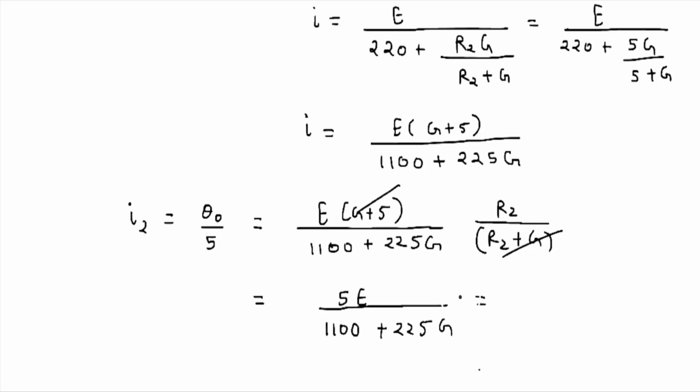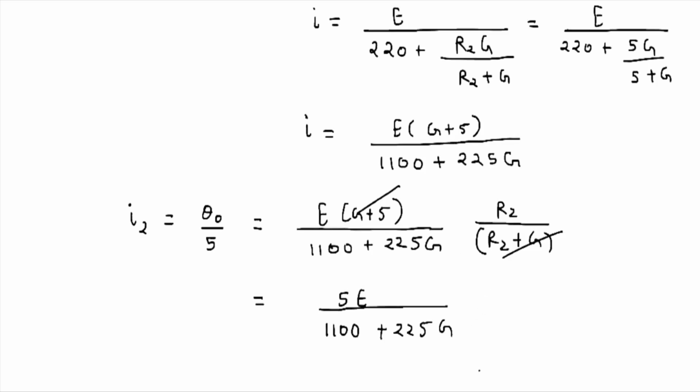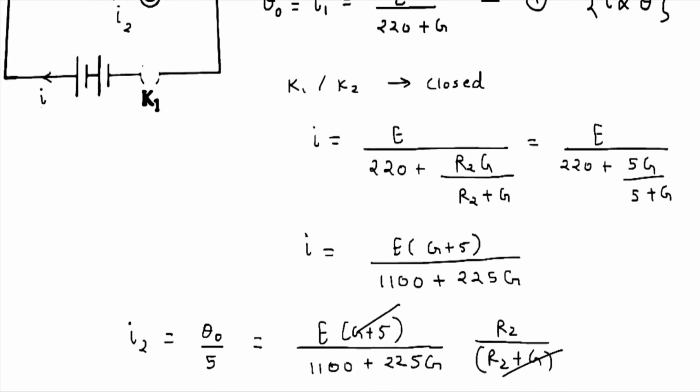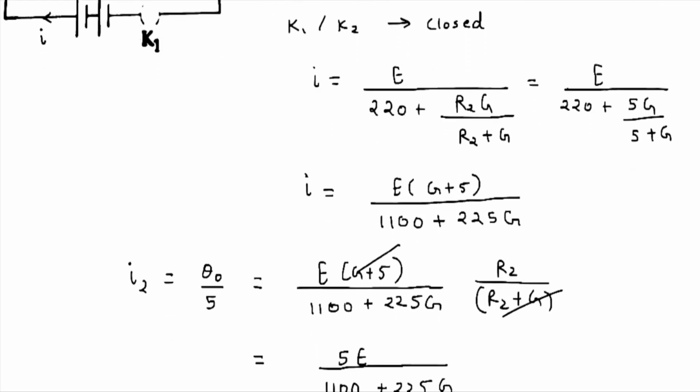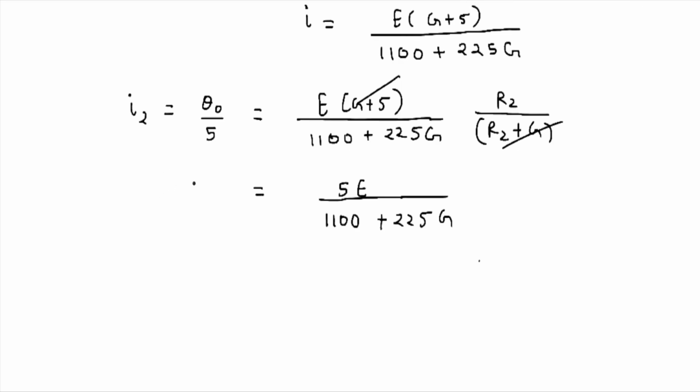So here theta we have calculated in equation 1. So theta naught can be directly replaced as E by 220 plus G. So E by 220 plus G into 5 is already over here. From here we will solve this equation and we will get the value of G.